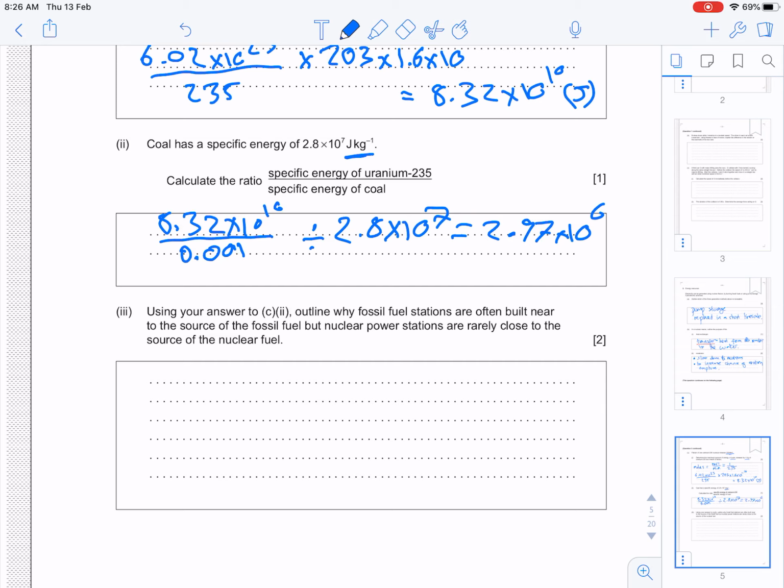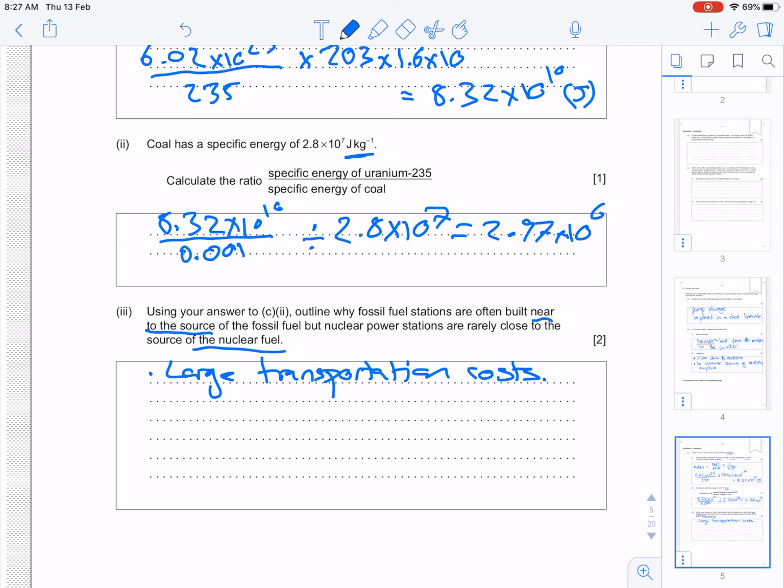Part 3, using the answer to C part 1, outline why fossil fuel stations are often built near to the source of the fossil fuel, but nuclear power stations are rarely close to the source. Okay, so thinking about what was asked previously, we can see that the specific energy of coal is quite low. In other words, we need a lot of it in order to get this comparable amount of energy to uranium. That means it's going to cost a lot of energy to transport all that coal, so we can say that there are large transportation costs. For nuclear power, they don't exist to the same extent.